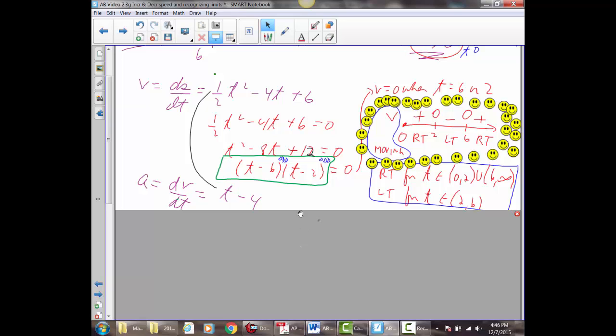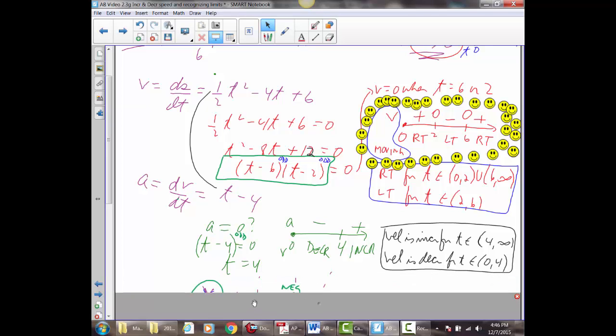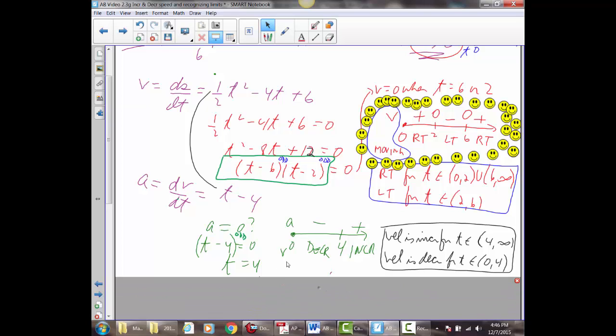So the first thing we're going to do is find the acceleration, which is the derivative of the velocity, and ask ourselves, when is it 0? Well, it's 0 at t equals 4. Now what's going to happen here is we're going to put that on a number line, a number array I should say, because t is greater than or equal to 0. And I have one number. So the signs will alternate because this does have an odd exponent.